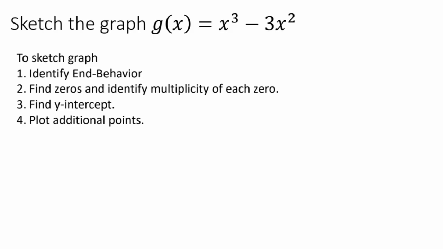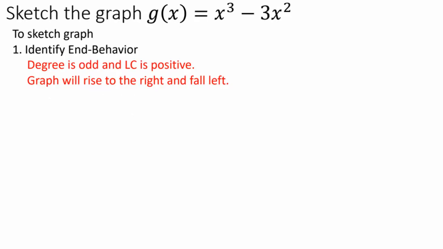To be able to sketch this graph, we need to identify its end behavior, find zeros, identify the multiplicity of each zero, find the y-intercept, and if need be, plot additional points to make our graph a little bit more accurate. Okay, so let's go ahead and get started.